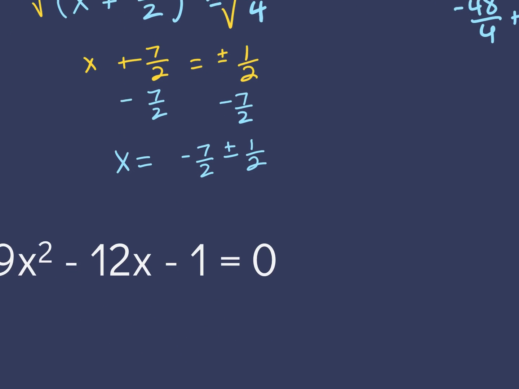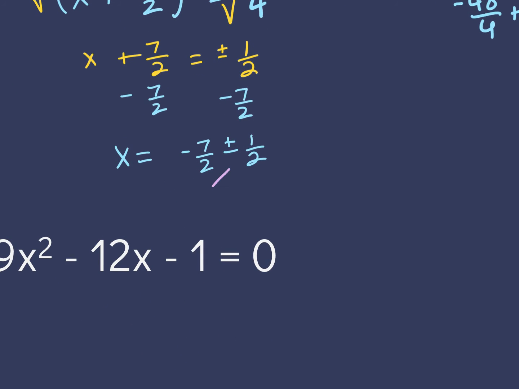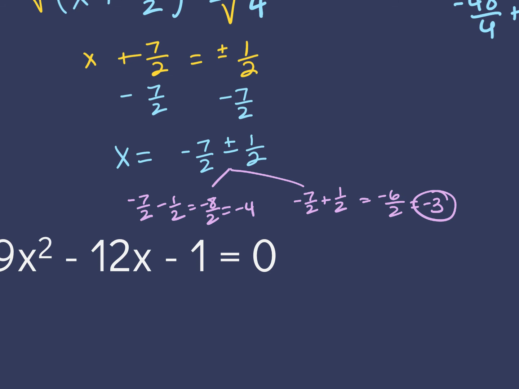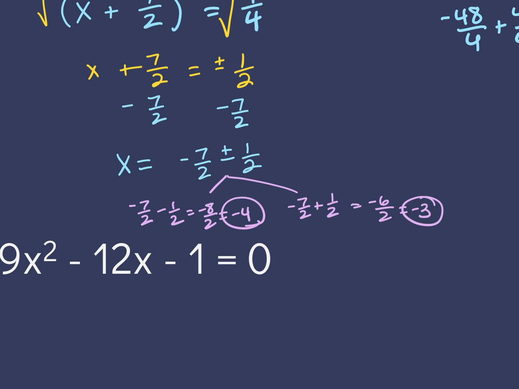Yep. There are two answers here. One in which 1/2 is being subtracted from -7/2, and then -7/2 plus 1/2. So this is -8/2, which is -4. And this is -6/2, which is -3. So unless there's a square root that can't be simplified in your last statement, you got to keep going.